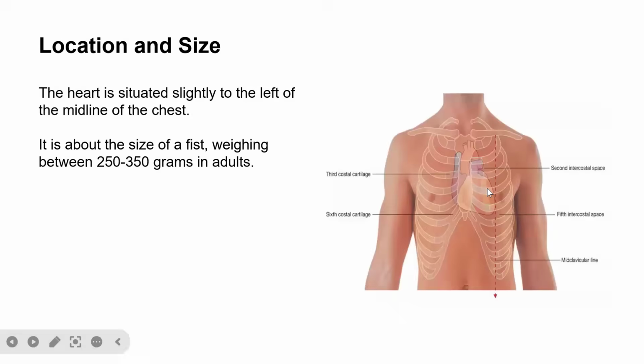And this is how the heart is. So you see, this is the second intercostal space, and this is the third intercostal space. So if you can see, ladies and gentlemen, the heart is located at the left of the midline of the chest. This is where it's located.